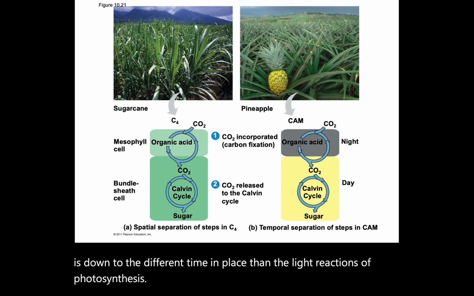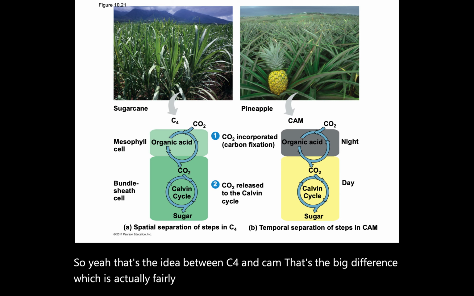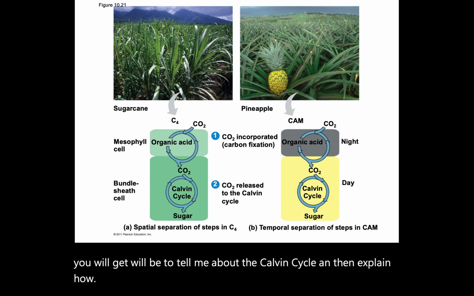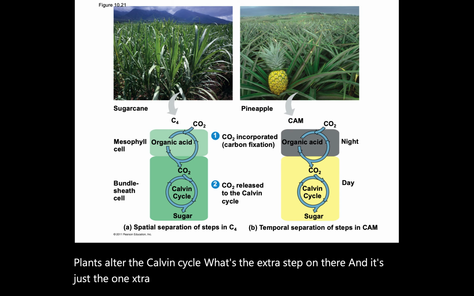So yeah, that's the idea between C4 and CAM. That's the big difference, which is actually fairly small. And so the test question that you will get will be to tell me about the Calvin cycle and then explain how C4 and CAM plants alter the Calvin cycle. What's the extra step on there? And it's just the one extra enzyme in each case that actually makes them different.